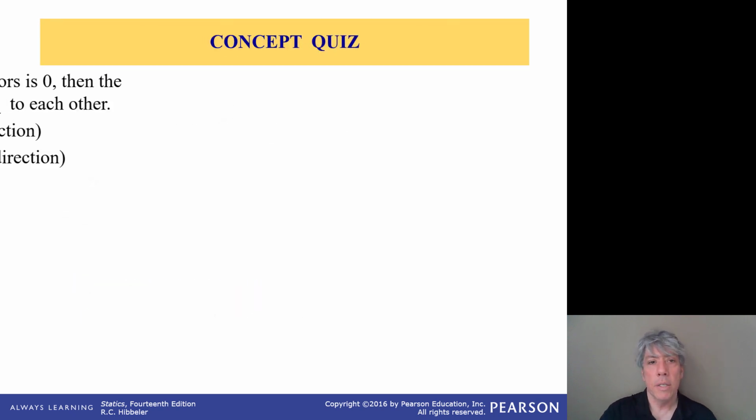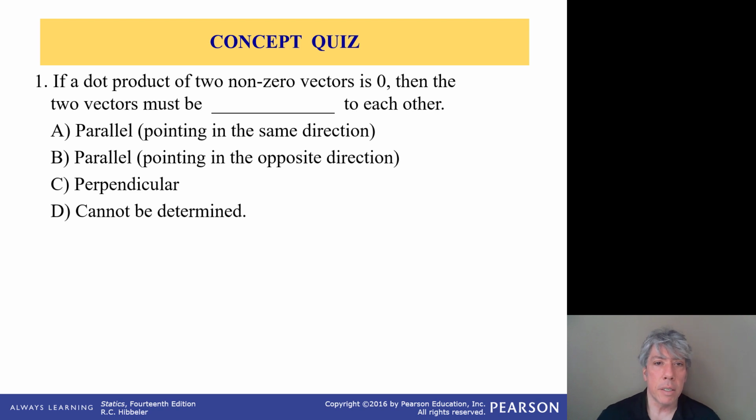Now let's go through the concept quiz. If a dot product of two non-zero vectors is 0, let's see. Dot product of two non-zero vectors, so they both have length. We're taking the dot product. What the dot product does is it tells us how much one vector projects onto the other, essentially. Okay, so dot product, if it's 0, what does that mean? Well, that means that there's basically just a point from one vector on the line of the other, right?